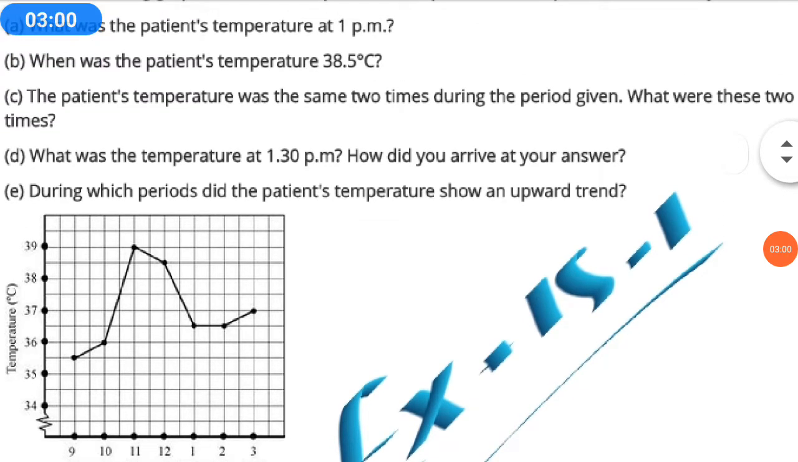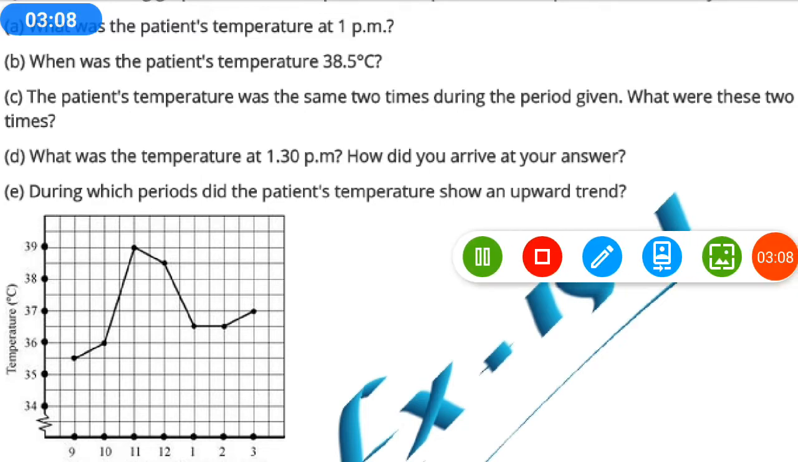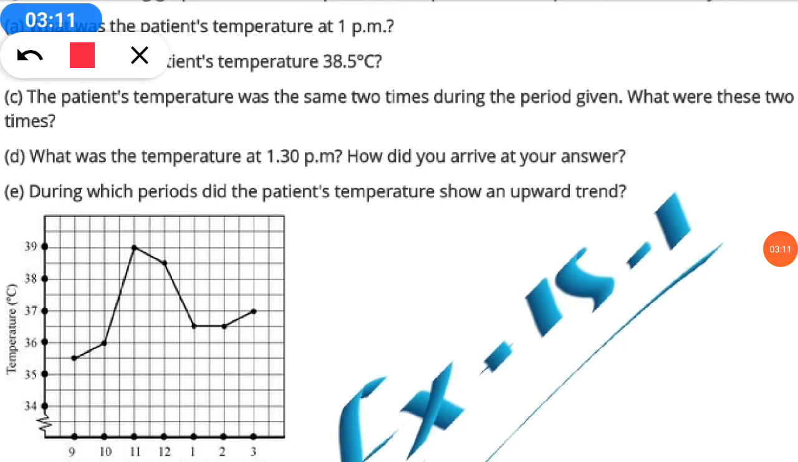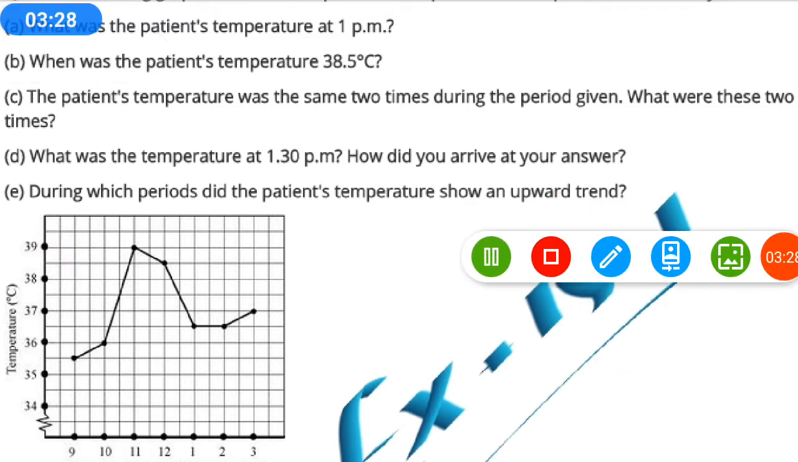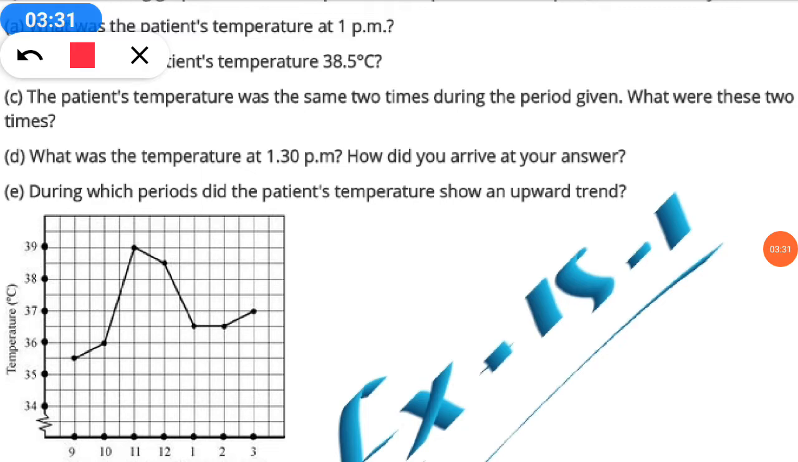In the B part of the question it is asked, when was the patient's temperature 38.5 degrees? 38.5 degrees will come between 38 and 39. So here it will be 38.5, and it is asked what the time is. So what is the temperature we are having? That is 38.5. What is the time we are having? That is 12 noon. Clear?